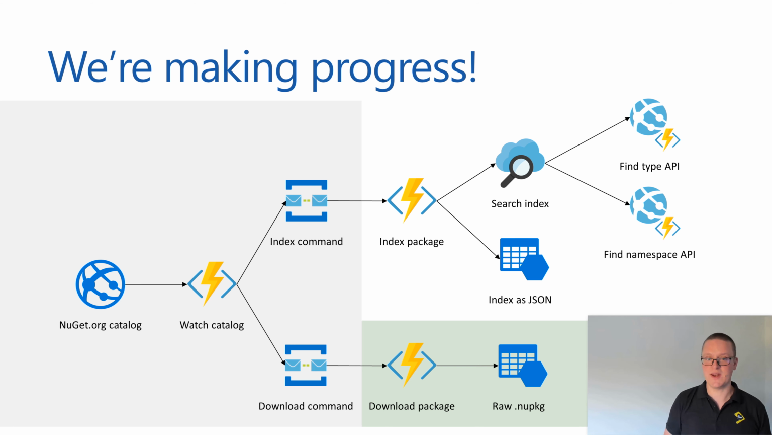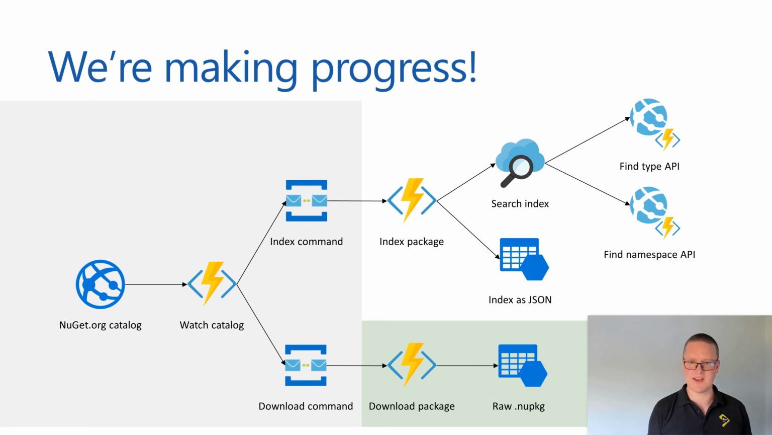Cool. So we now have a trigger binding. We are actually fetching data from the NuGet.org catalog and we are pushing it into an index queue and into a download queue. So we are really making progress. In fact, almost all of that left-hand side is done now. We have that function running and we have two queues that are being populated with the data that we have. Next thing we're going to do is the download package.